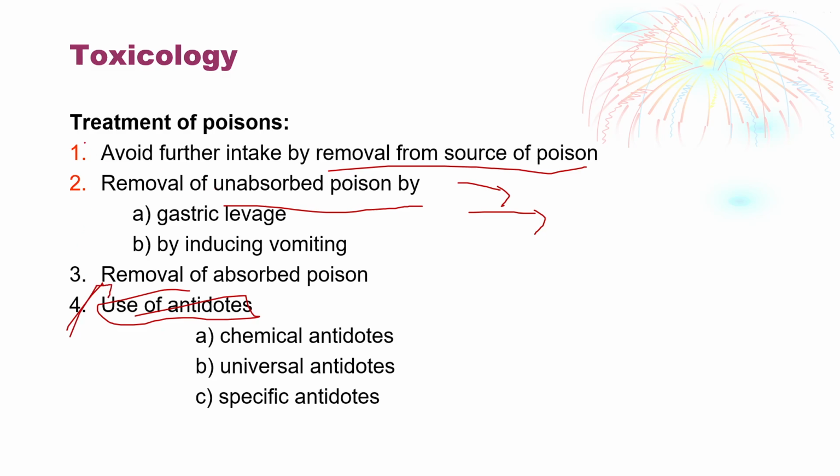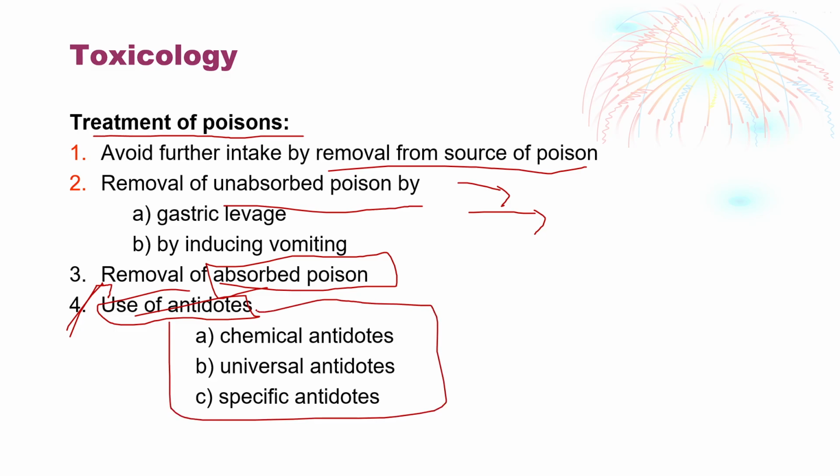So this is very important. Let me revise this again. How can one treat the poison? We can treat that by removing the source, by removing the unabsorbed poison through the gastric lavage, by inducing the vomiting, or the third step is to remove the absorbed poisons. These must be performed by the peritoneal dialysis, by the hemodialysis, and then we will use the antidotes. Antidotes will be the next topic, specifically the different types of antidotes and how they are used, what their actions are, and what their examples are. Very important exam questions. We'll be discussing that in the next portion.